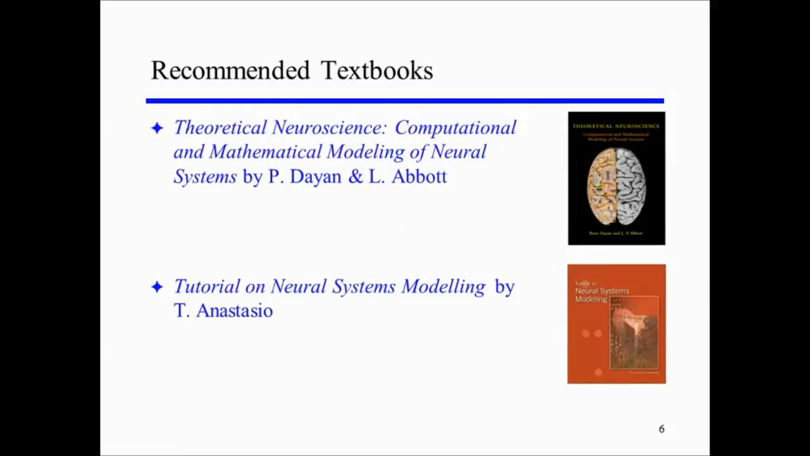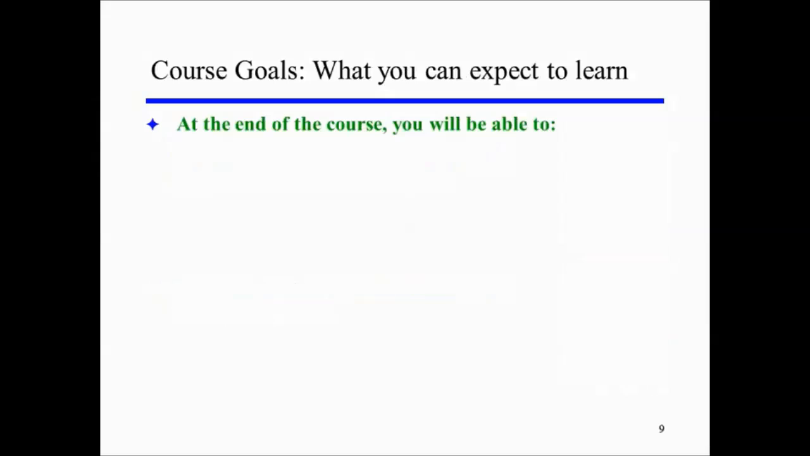Here are the 2 recommended textbooks for this course. They're not required, but they might be useful if you need additional information besides what's covered in the lecture videos and the lecture slides. The first one is Theoretical Neuroscience. This is a standard textbook in the field, written by Peter Dayan and Larry Abbott, 2 leading researchers in computational neuroscience. The other textbook is called Tutorial on Neural Systems Modeling, by another leading researcher in the field, Thomas Anastasio. This book also comes with some Matlab code that you might find useful as you're exploring concepts in computational neuroscience.